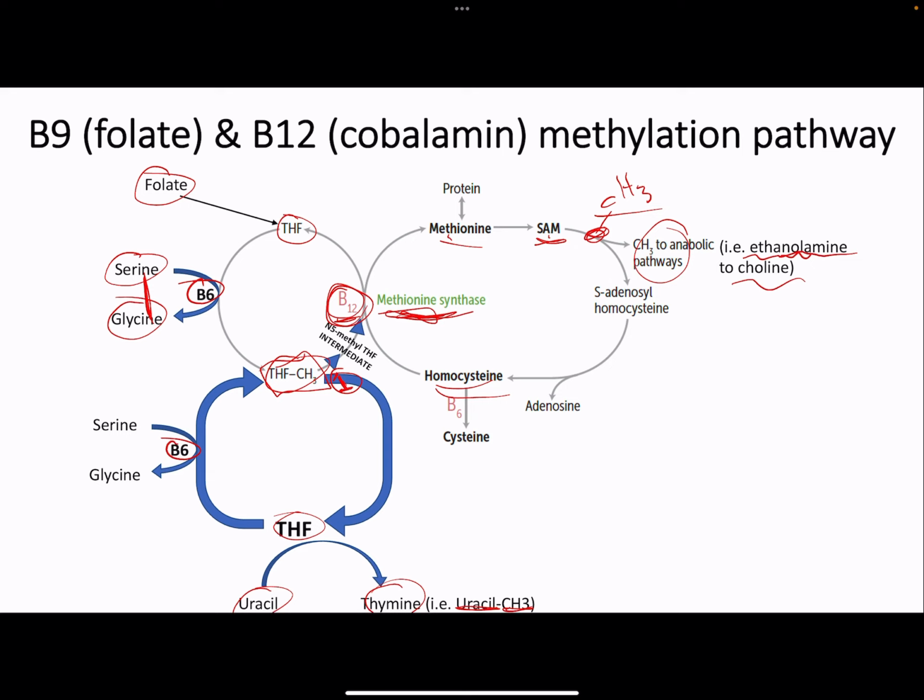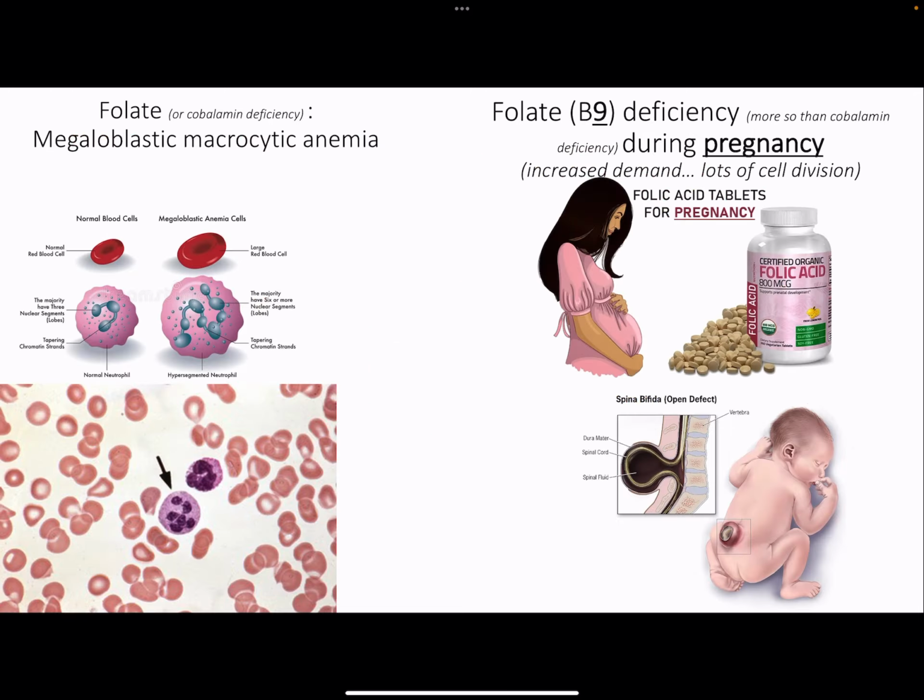Okay, so there is a little intermediate here, which is important because if you are missing B12, sometimes we go route number 1 and then sometimes we go route number 2. Well, let's call it 50-50. If you decide to go route number 2 and you don't have any B12, you are stuck as this intermediate, which can build up and is problematic. What can happen if you're deficient?